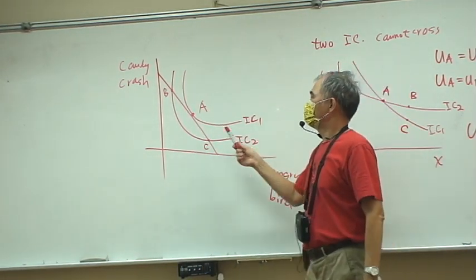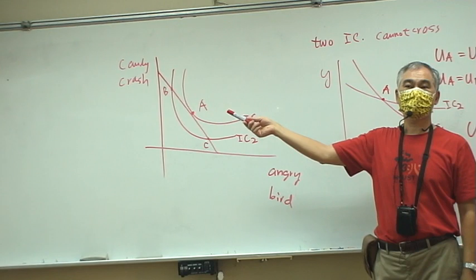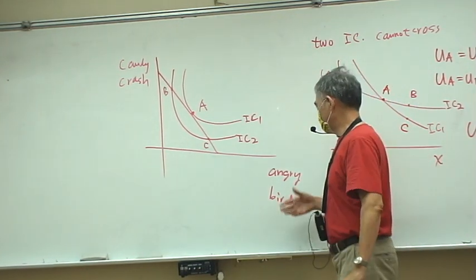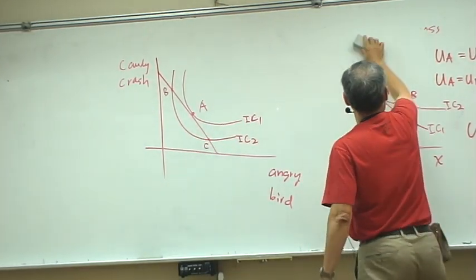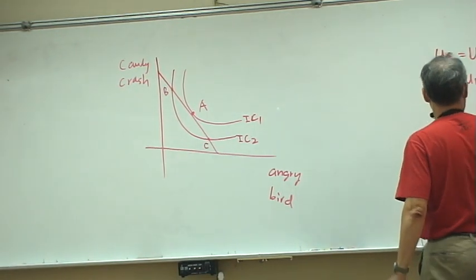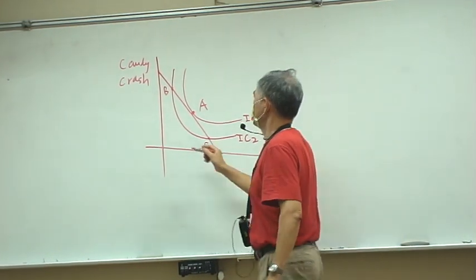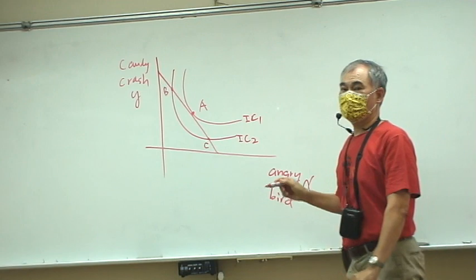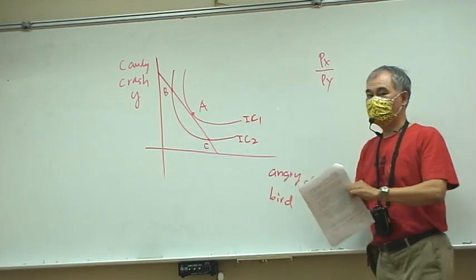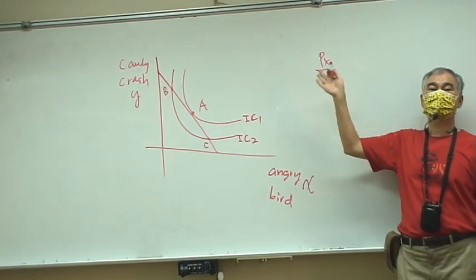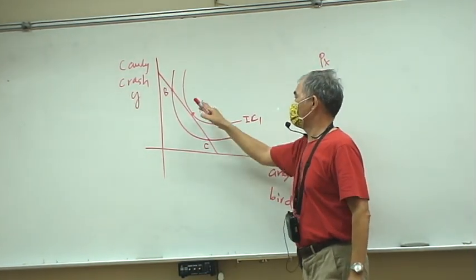Remember that there is a slope for this, right? We say the slope of the budget line represents the relative price of X and Y. Here we have Angry Bird and Candy Crush, but let me also use X and Y. Suppose this is X and here is Y. The slope of the budget line is Px over Py, the relative price of X and Y. This is the price in the market, and this is the price in your mind.